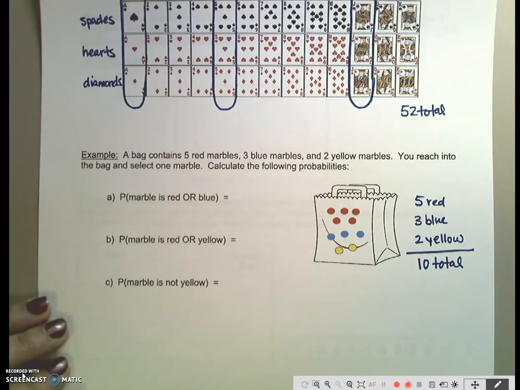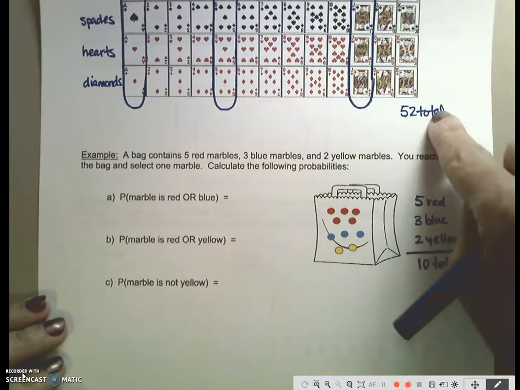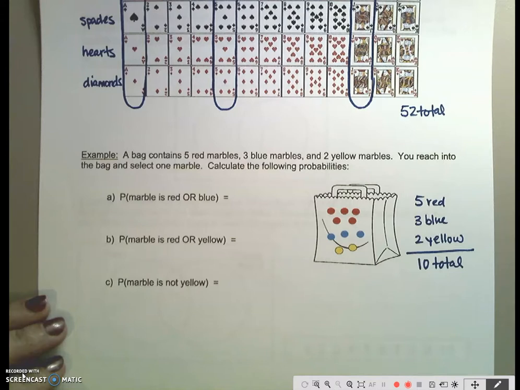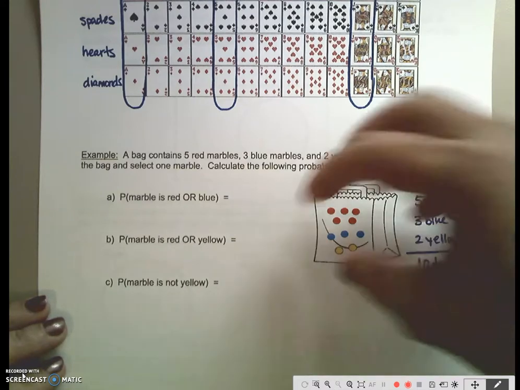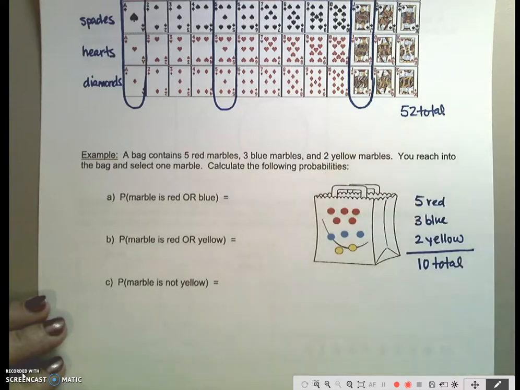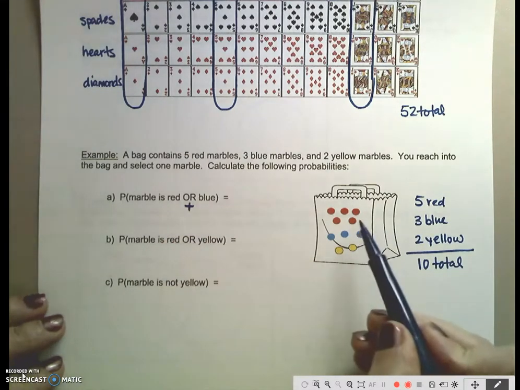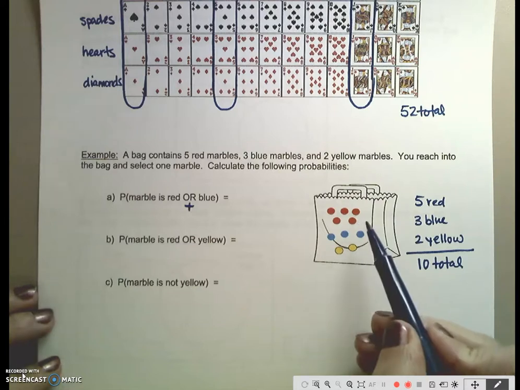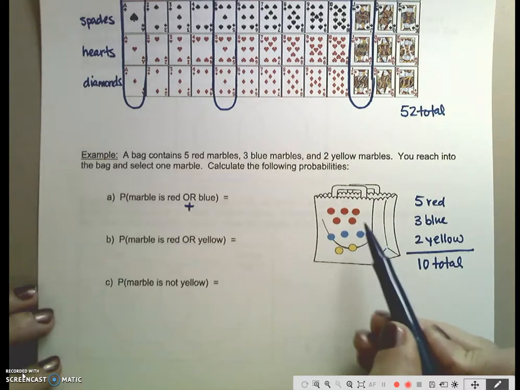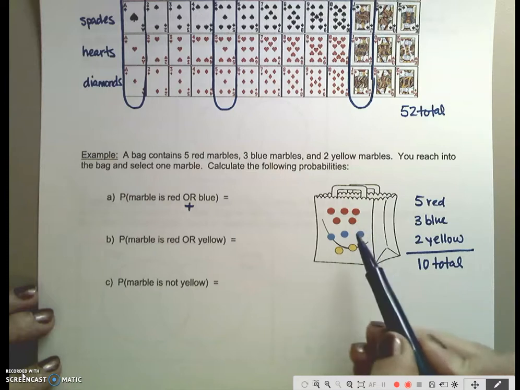So there's 10 total, and that's the first thing you always want to identify is the total. Like with cards, it's 52, and with this bag of marbles, it's 10. So I want to know, what's the probability if I reach into that bag and I grab one marble randomly? What's the probability that it's red or blue? And these are disjoint because each marble is a solid color. You cannot pick one that's red and blue because each marble only has one color. That's what makes them disjoint.